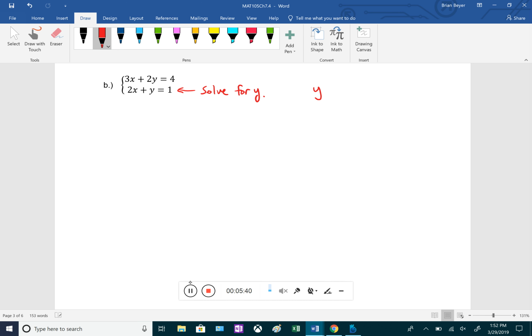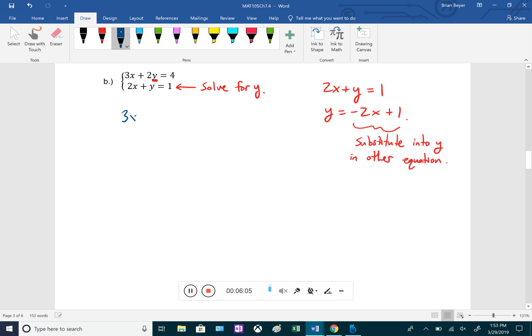It's 2x plus y equals 1. To get y by itself, we have to subtract 2x on both sides. That'll give us y equals negative 2x plus 1. We're going to take that and plug it into y. We're going to plug this expression into y in the other equation, which is this y right here.